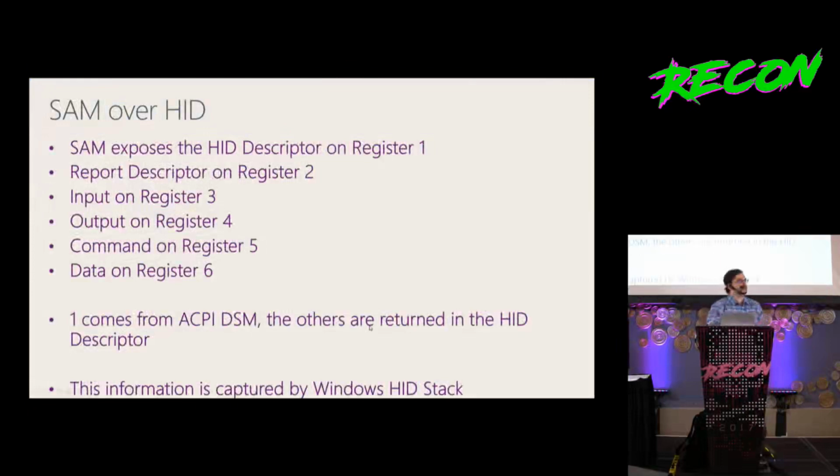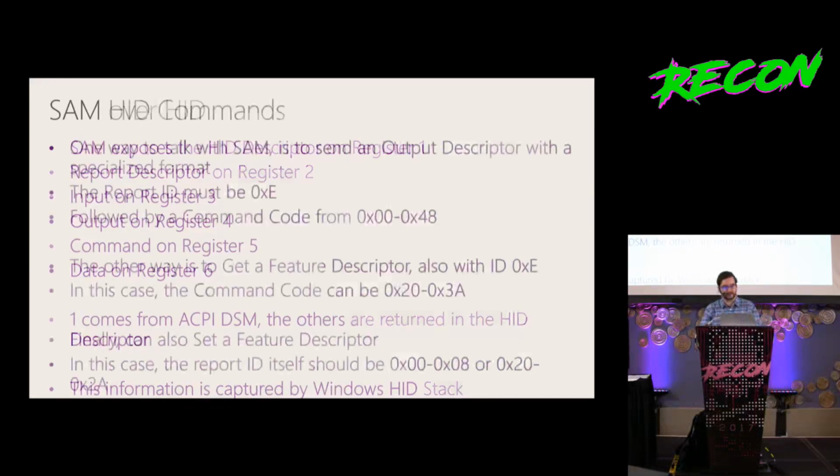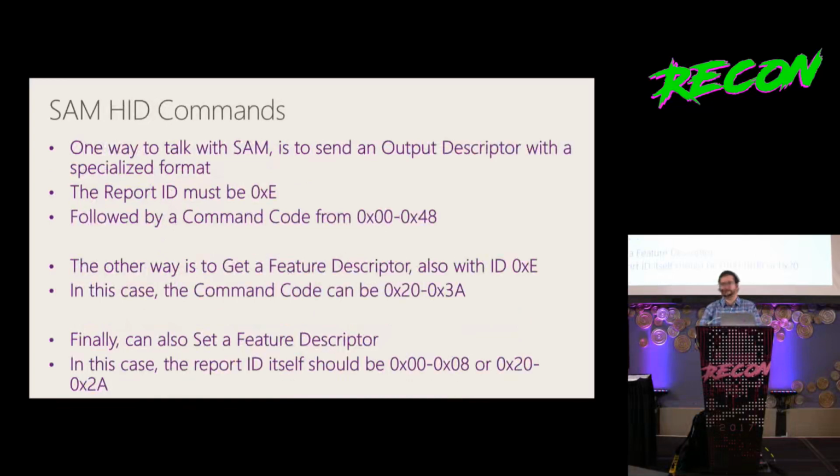All right, so as I mentioned, over register 1, so that's I2C terminology, it exposes the HID descriptor. And then if you query that, you'll see that the report descriptor is on register 2, inputs on 3, outputs on 4, commands on 5, data's on 6. You don't actually have to worry about any of these things because the Windows I2C HID stack does it for you. But for example, if you were in EFI mode, like I was, and trying to talk to SAM from EFI directly, I had to figure all this stuff out so that I can actually talk to it over I2C myself, because in EFI, there's no HID stack. In Windows, though, Windows queries all this data, it figures it all out for you, and you don't really have to worry about it.